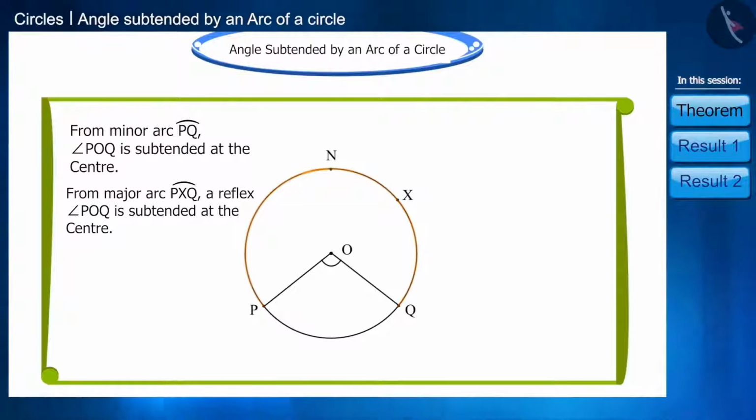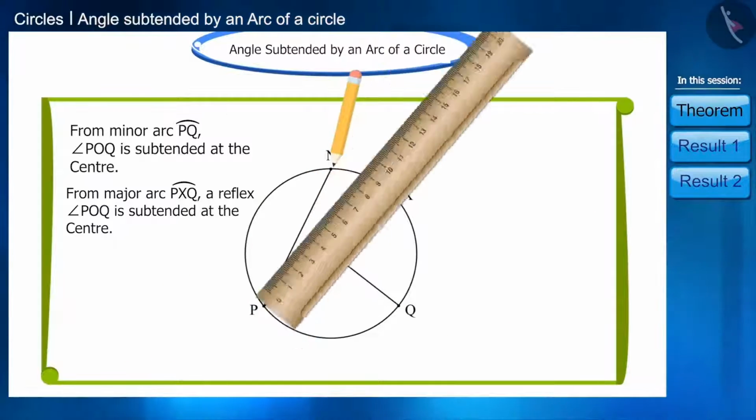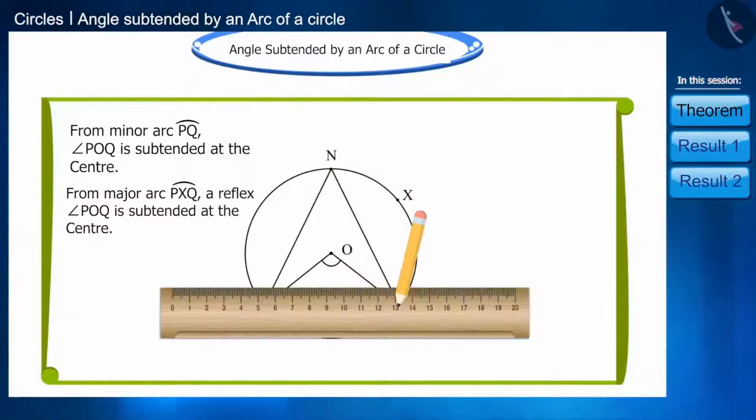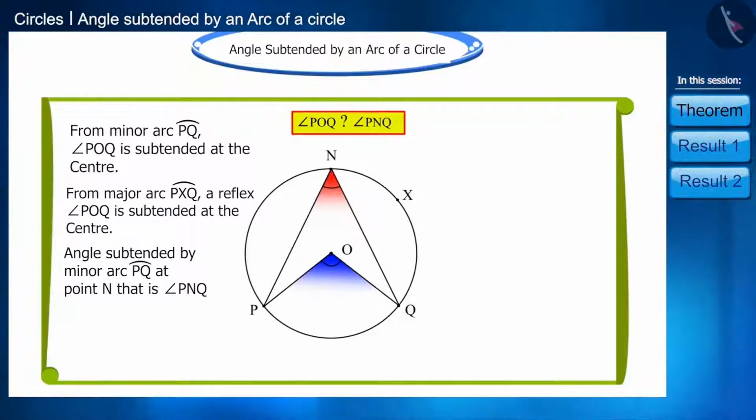If we take point N on the remaining portion of the circle, and now connect the points P and Q to the point N, in this way we will get the angle subtended by the minor arc PQ at point N, that is, angle PNQ. Friends, will there be a relation between angle POQ and angle PNQ?